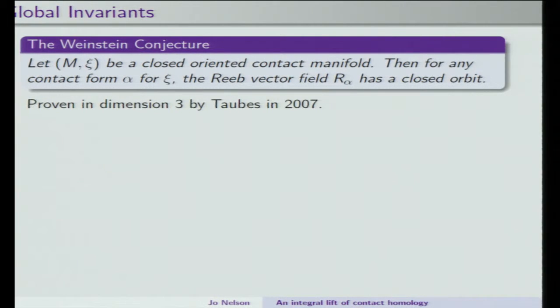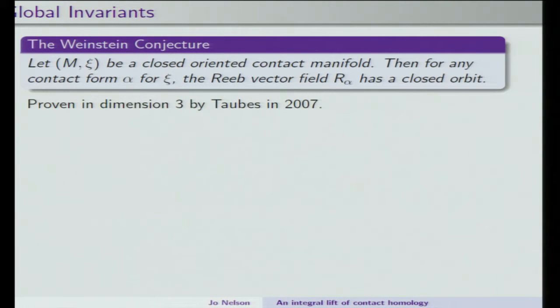So the next question is, what kinds of invariants do we have of contact manifolds? So in symplectic geometry, everything locally looks like R2n, and in contact geometry, everything is going to locally look like R2n plus 1, and there's a standard contact form we can pick. So that forces us to look for global invariants. And the motivation for a lot of this comes from the Weinstein conjecture, which is that any closed oriented contact manifold is always going to have at least one closed orbit associated to its Reeb vector field.